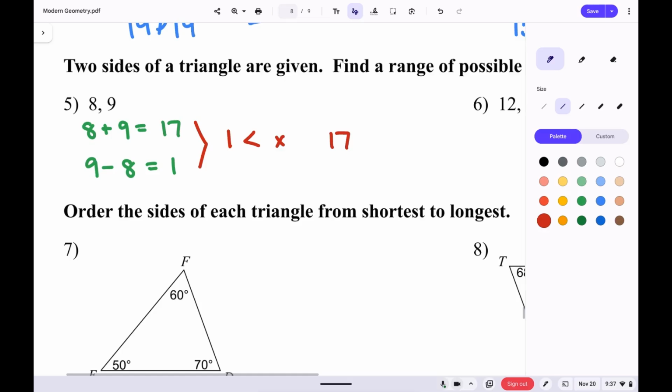Now 17 would be too big. So we're going to put in another less than sign there. So X is saying that it has to be bigger than 1, but it has to be smaller than 17 in order for it to work in this situation. Because if you think about what we just talked about, if my third side was a 1, 8 plus the 1 would be equal to 9. That doesn't work. If the third side is 17, 8 plus 9 is 17. That doesn't work either. We can't have them be equal. It has to be greater than that third side. Okay, so this is how we're going to be writing the ranges. You guys go ahead and try that for number 6.